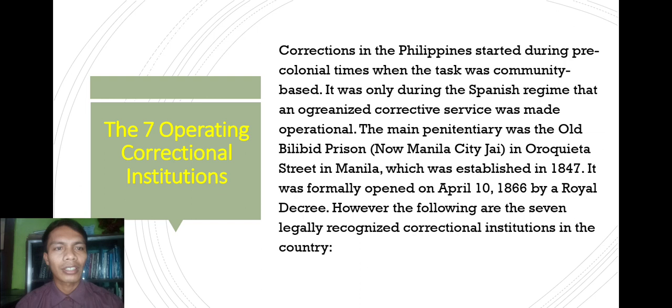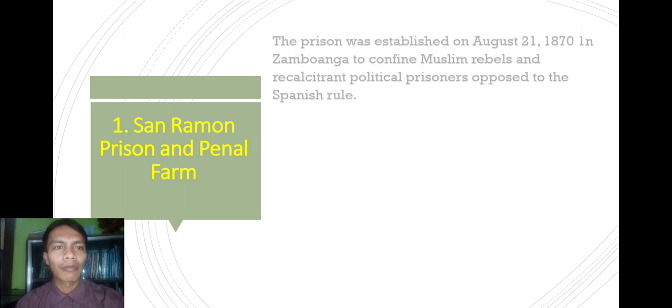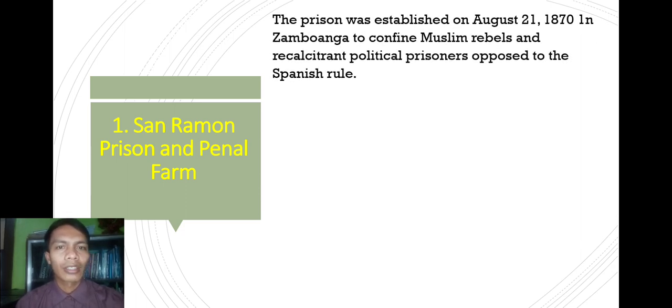However, the following are the 7 legally recognized correctional institutions in the country. Number 1 is the San Ramon Prison and Penal Farm, established on August 21, 1870 in Zamboanga to confine Muslims, rebels, and recalcitrant political prisoners opposed to the Spanish rule.